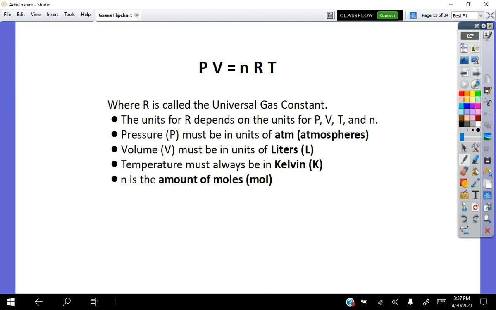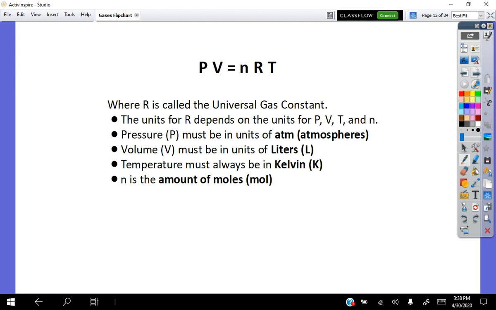This allows everything to stay proportional to each other, and it serves as a reference point to STP, which is standard temperature and pressure. Essentially, it allows all of the units to cancel out when we do the math. So for that reason, the units for R depend on the units of P, V, T, and n.